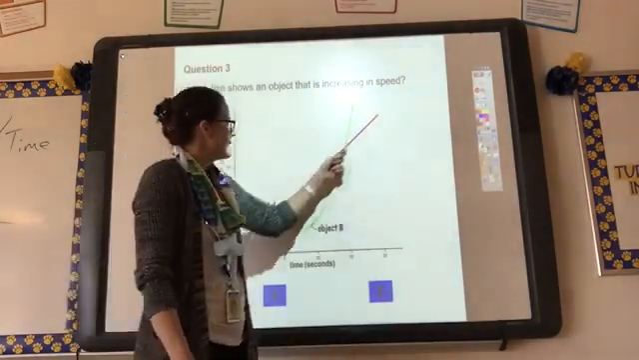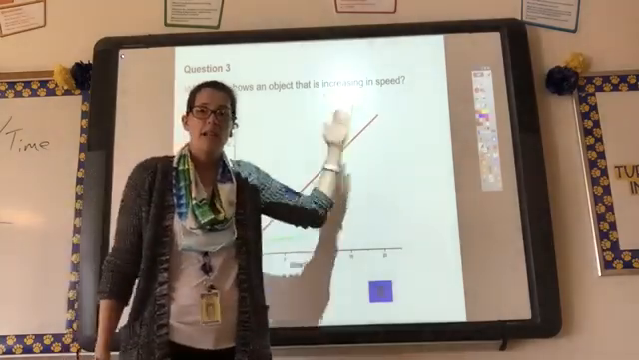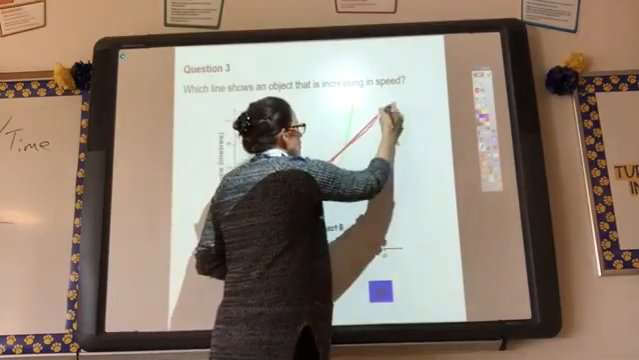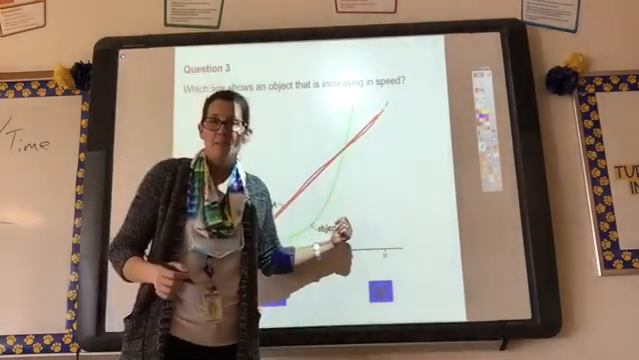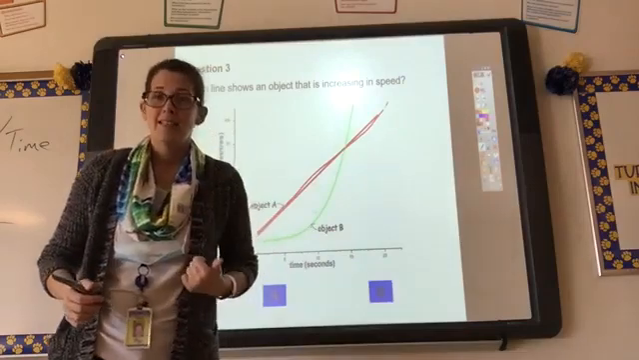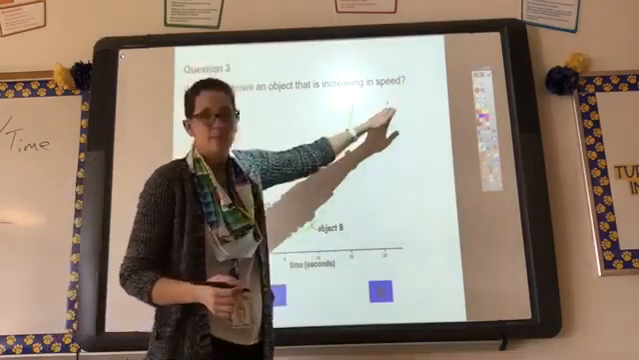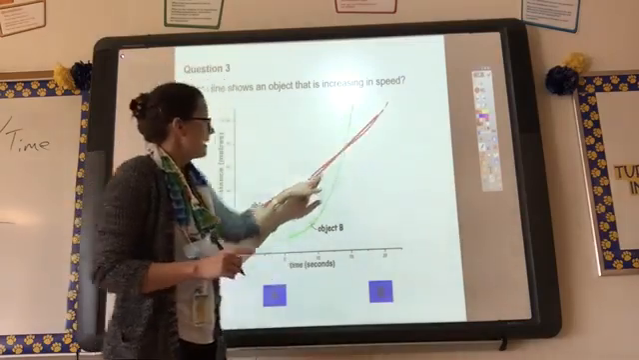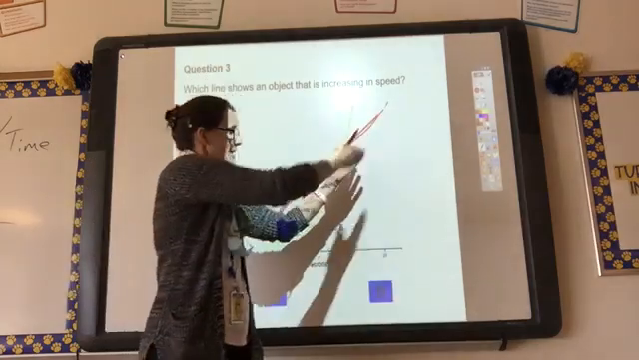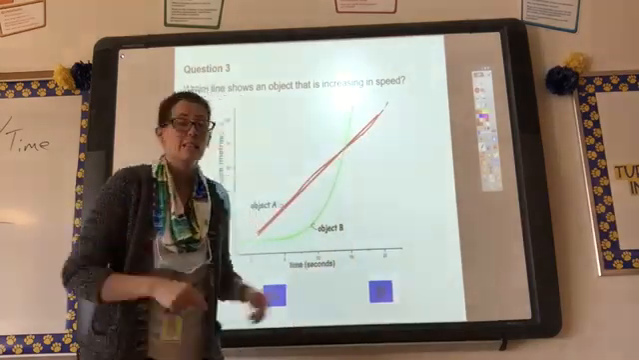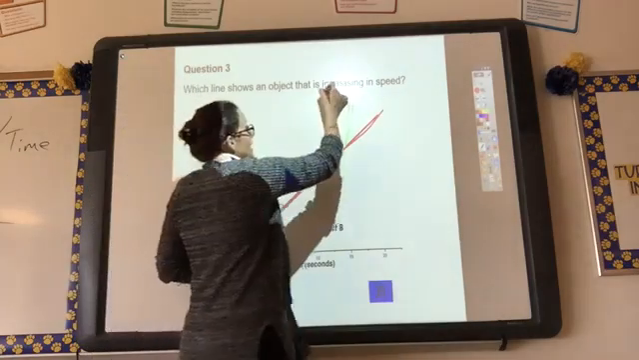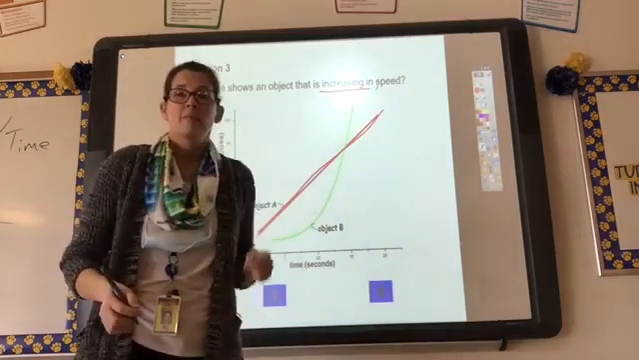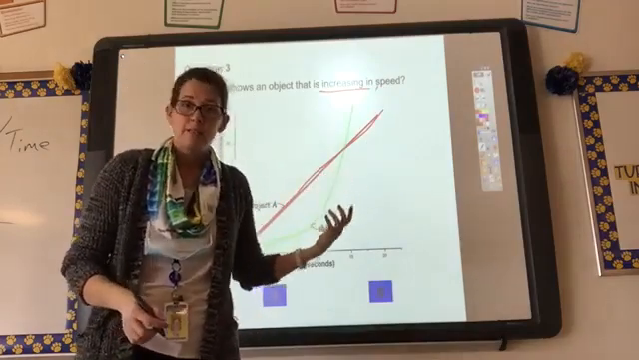So let's look at these two right here. We've got object A, this nice, pretty straight line at that nice angle. It's perfectly straight all the way through. Is that something that's changing speed, or is that at a constant speed? If you said that's at a constant speed, you're exactly right. If you see a nice straight line on a graph at that nice diagonal, you've got a constant speed. Well, if it's a constant speed, it's not increasing in speed, is it? Nope. It's the same. It's a constant speed, okay?